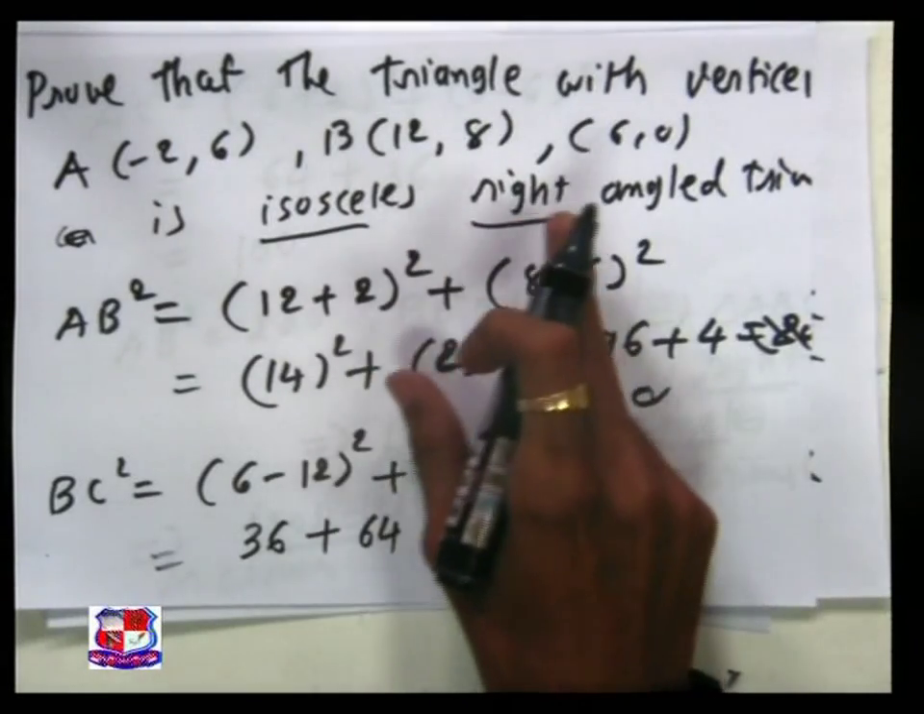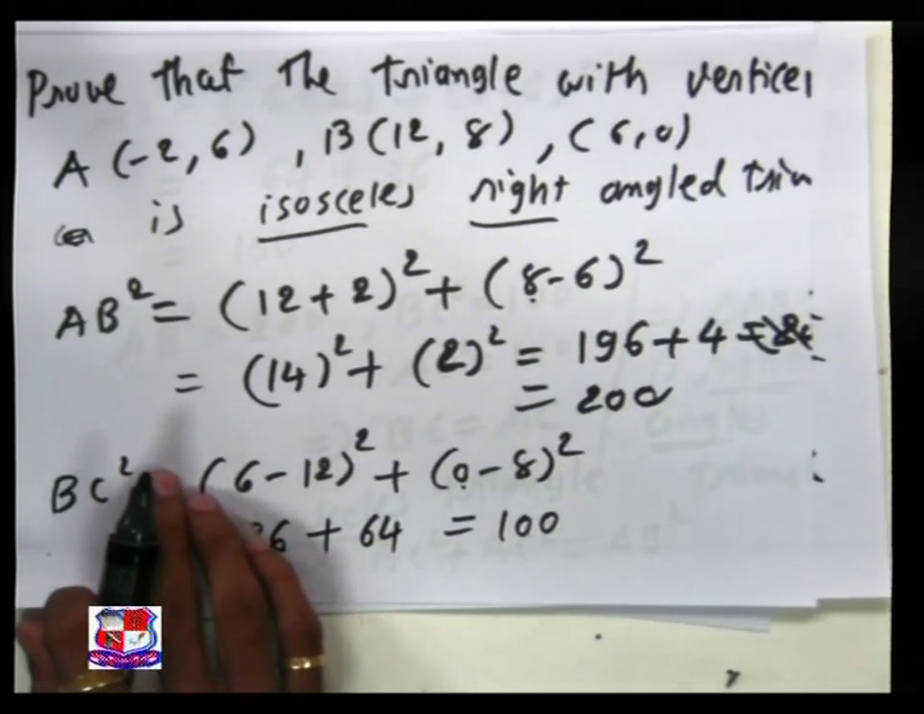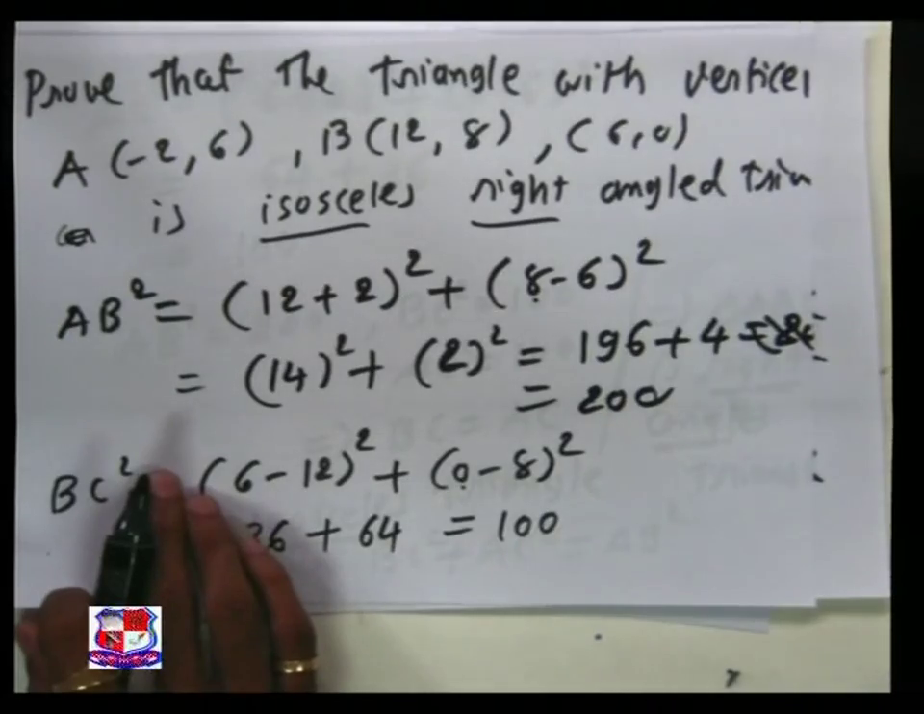is a right angled triangle. So in this way we have proved the example which is based on the distance between two points. In this way we can also be asked to prove that these points are the vertices of an equilateral triangle.